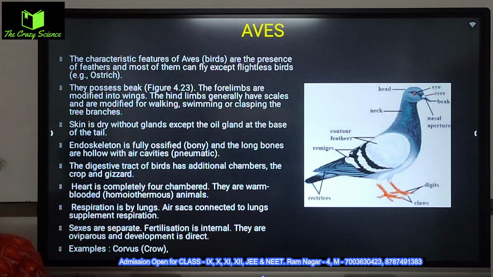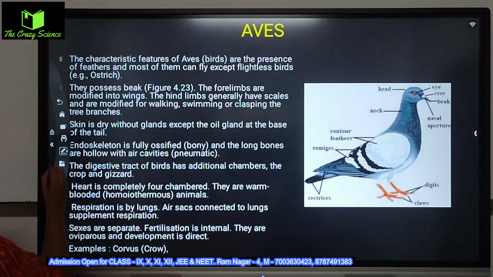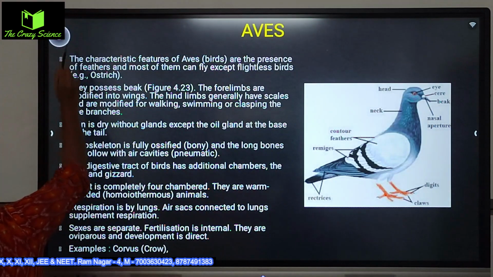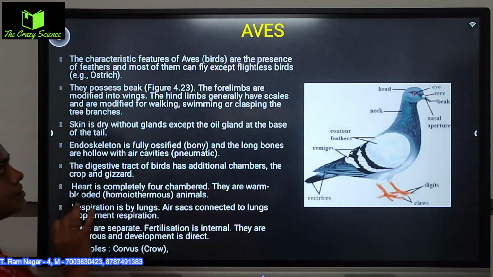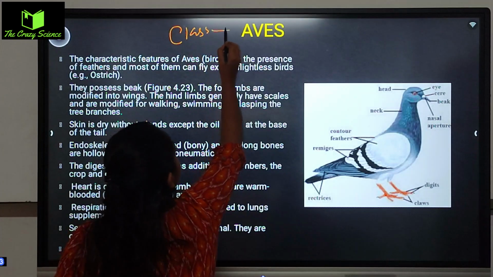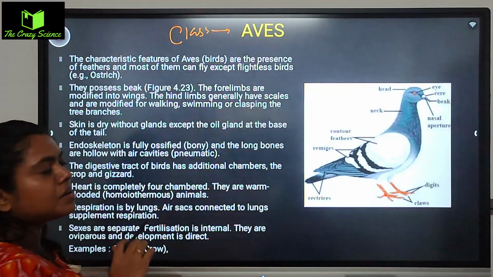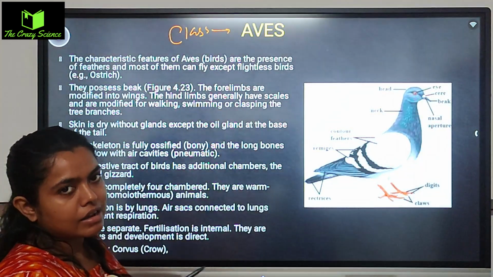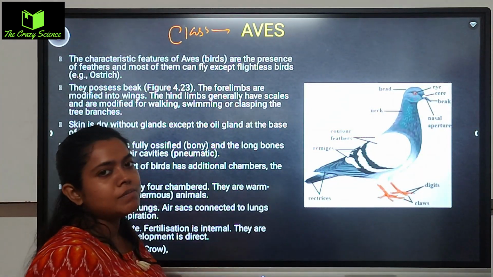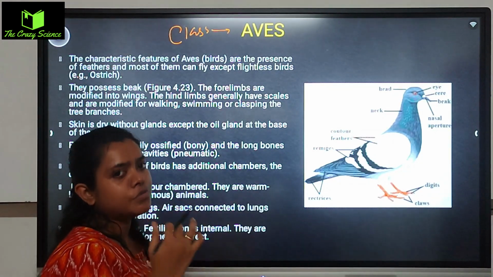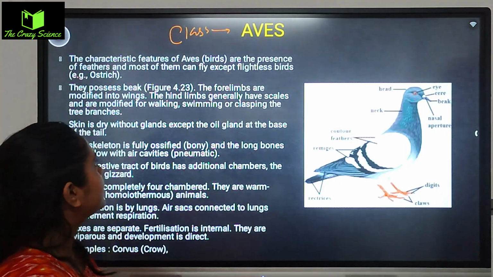Okay, so this is our Aves. In Aves we will talk about birds. Every bird comes under this class, this is called Aves. I just pasted a picture of one pigeon, but other than pigeon, a lot of birds come under this.